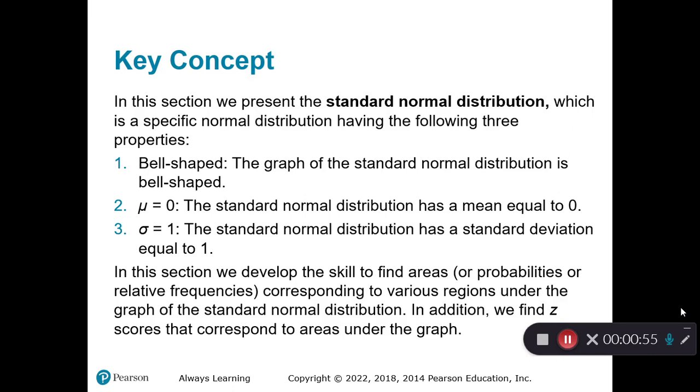In this section, we develop the skill to find areas corresponding to various regions under the graph of the standard normal distribution, and we'll make the connection that those areas are going to correspond to probabilities or relative frequencies. In addition, we find z-scores that correspond to areas under the graph.